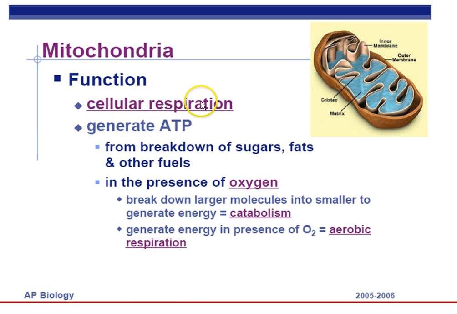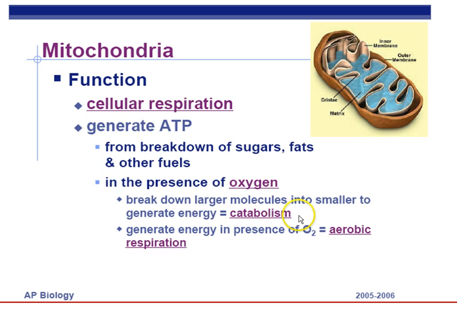Mitochondria function as cell respiration, and the main purpose of that mitochondria is making that ATP from the breakdown of sugars, fats, and other fuels like proteins. Now, the metabolic pathway for breaking down fats and proteins is a lot more complicated, and the main source of fuel that's used to make ATP is sugar. So glucose is our model for this. And it only works in the presence of oxygen. Everything gets backed up if oxygen is not present.